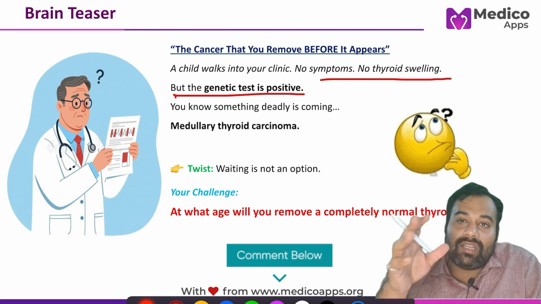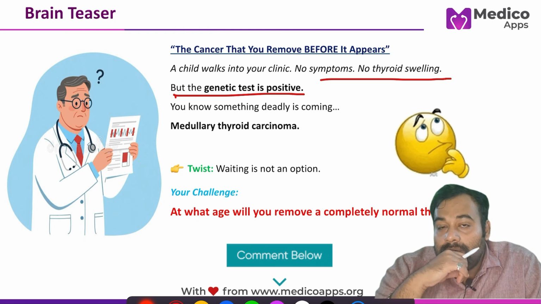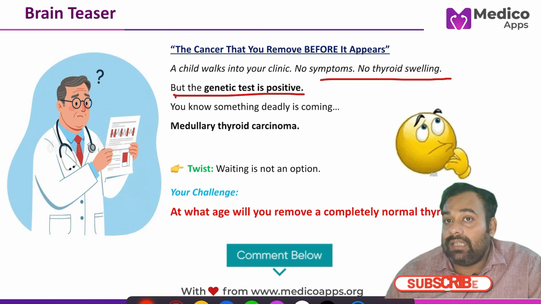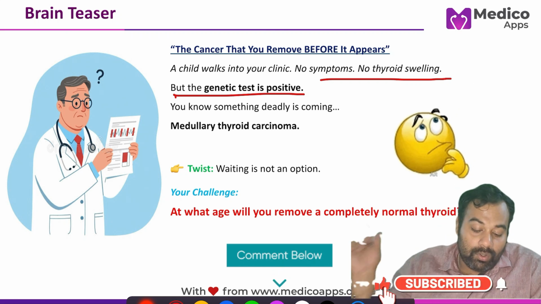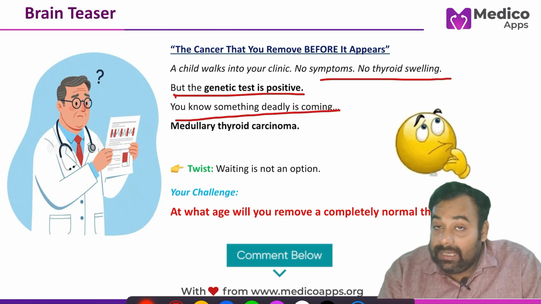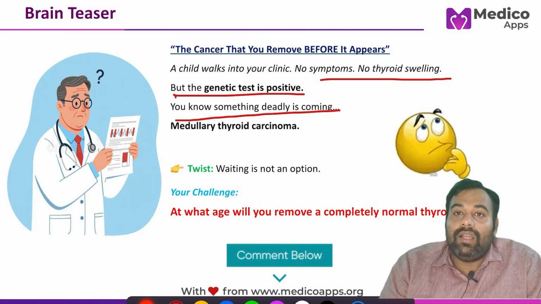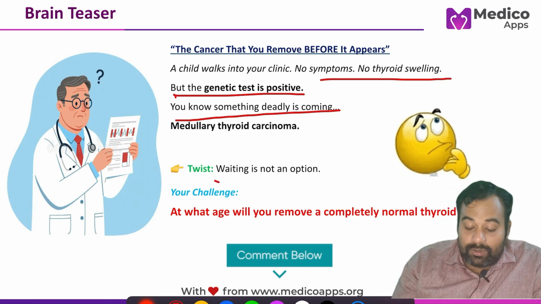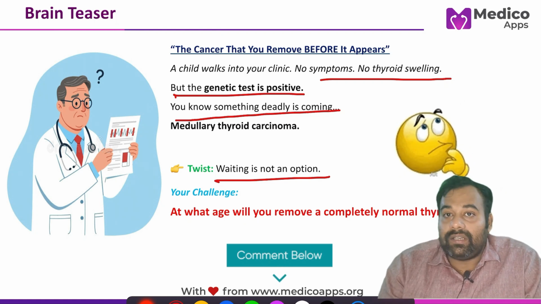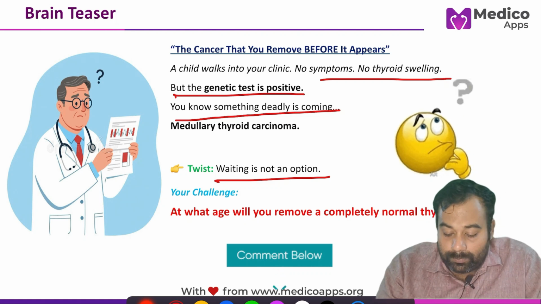All the necessary operations have been done, and they had a newborn. So you have also taken care of that. Now you have done the genetic profiling, and on the genetic profiling, you know something deadly is coming, that is medullary thyroid carcinoma as well. Now here is the twist. Waiting is not an option in that case. So you have to go for the operation upfront, right? So this is where prophylactic thyroidectomy is supposed to be done.